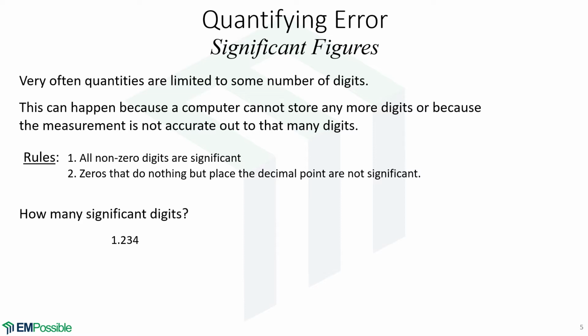So let's say we're given this number, 1.234. Well, there's no zeros here. We have all non-zero digits, so we just count them. 1, 2, 3, 4. It looks like we have 4 significant digits.